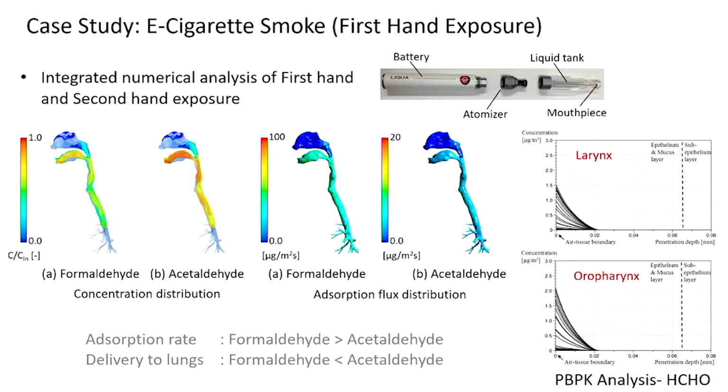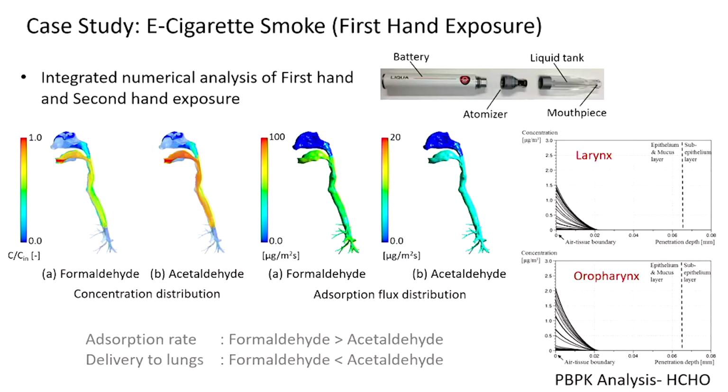In this analysis, we reproduce the e-cigarette smoking. And here, I would like to show two representative results for inhalation exposure of formaldehyde generated from e-cigarette devices, and also the acetaldehyde inhalation exposure. This is called the first-hand exposure analysis. In this analysis, the PBPK model is integrated as the wall surface boundary condition in this respiratory tract model. And this is one of the results of the PBPK analysis.